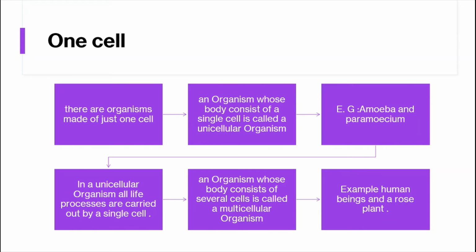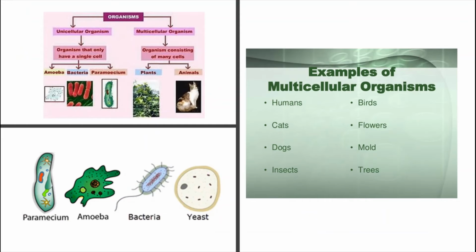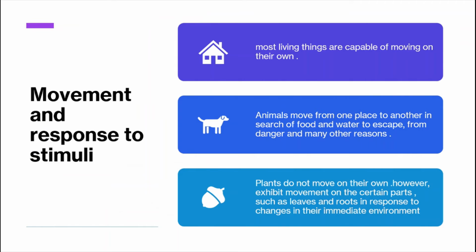An organism whose body consists of several cells is called a multicellular organism. Example, human beings and a rose plant. These all are the examples of multicellular and unicellular organisms. We have completed our first topic successfully.